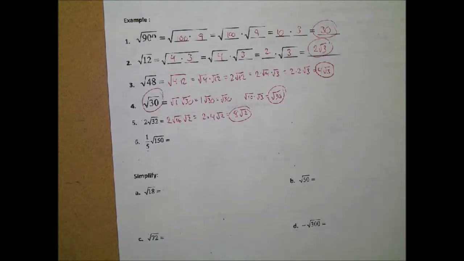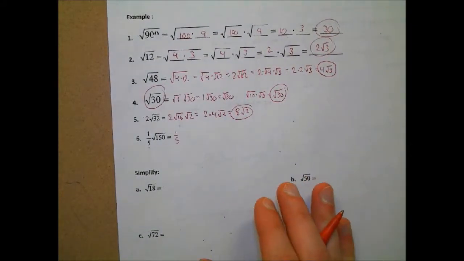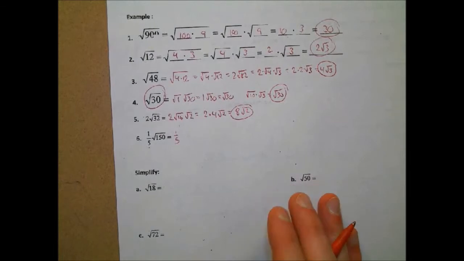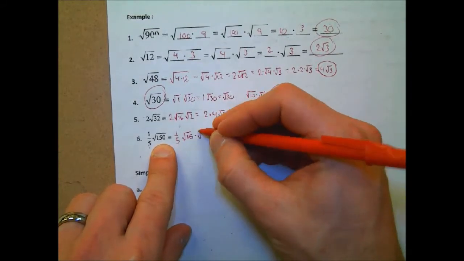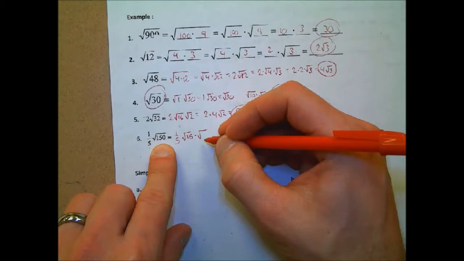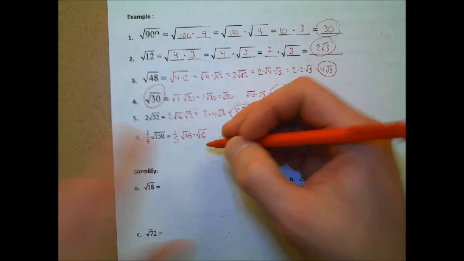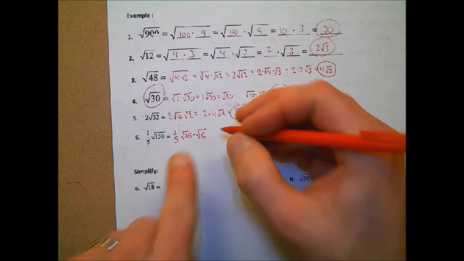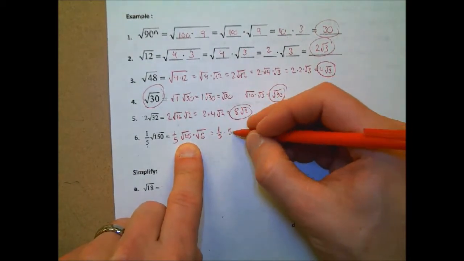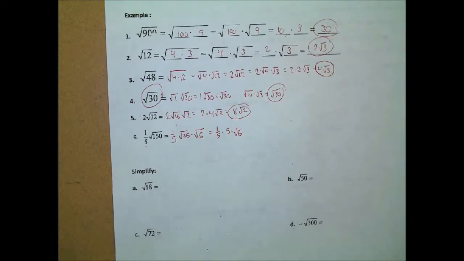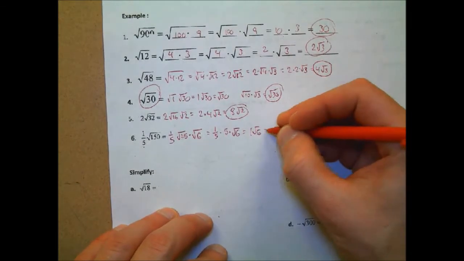All right, 1/5 root 150. Can we divide 150 by any perfect squares? So, Scott? 25. Root 150 is root 25 times what? If we break this up, it's going to be 25 and 6. 25 times 6 gets us back to that root 150. What's the square root of 25? 5. And we're left with the square root of 6. What's 1/5 times 5? 1. So you do 1 root 6 or just root 6 is fine.